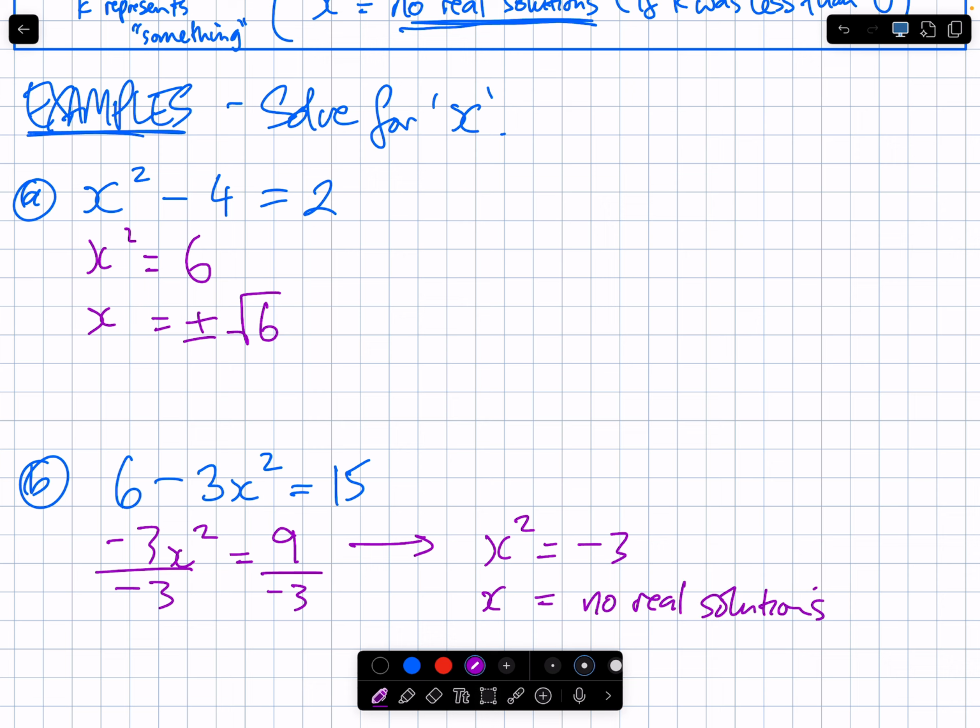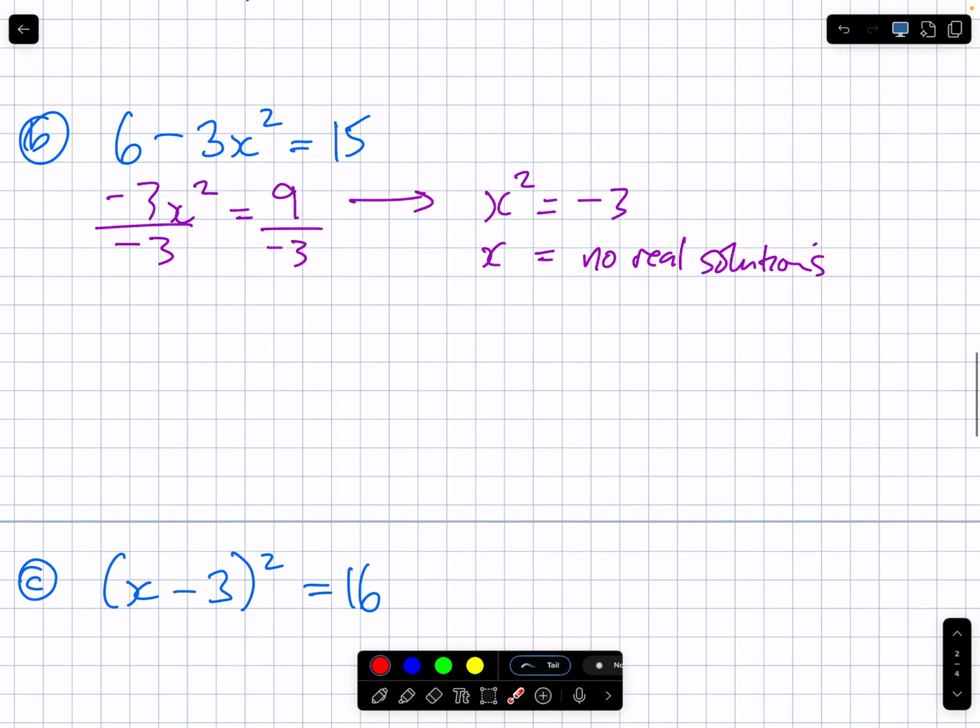if you wanted to get rid of this squared, what are you trying to do? You would square root. For our level of maths and methods in year 12, we can't deal with square root of negative numbers. If you do spec, you do all that business. Okay? We stop at this point. No real solutions if I'm trying to find the square root of a negative. Last option here.